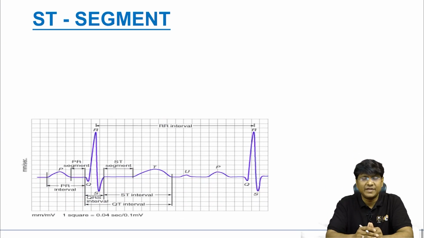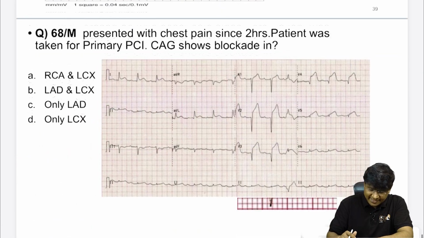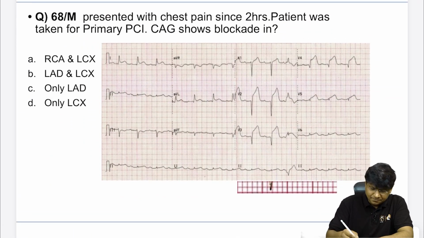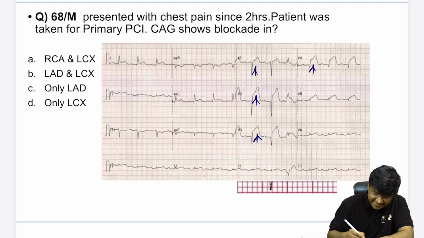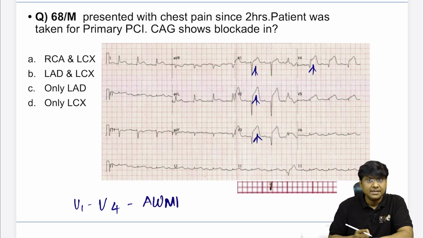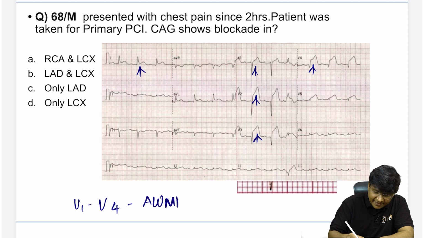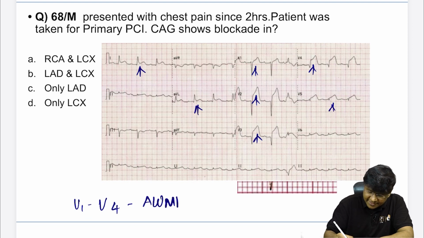Then you need to know the abnormalities related to the ST segment, right? So the ST segment elevation is what you need to know. If there is ST segment elevation from V1 to V4, that is suggestive of the anterior wall MI. If there is ST segment elevation in 1, AVL, V5 and V6, that is suggestive of the lateral wall MI.